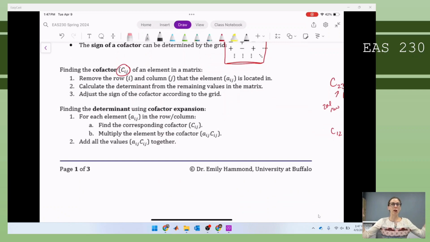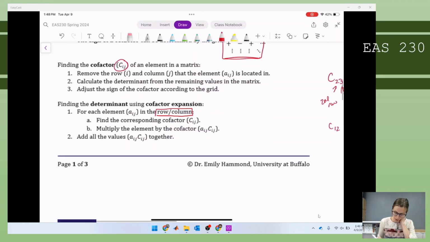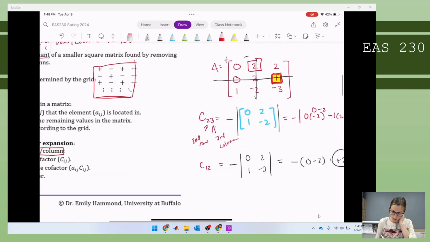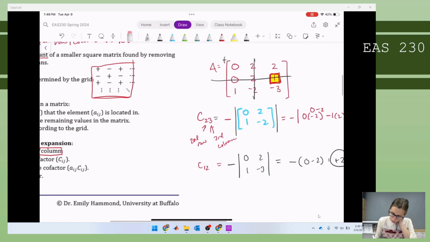So how can we use cofactors to find the determinant? We can use cofactor expansion. We pick a row or a column. It doesn't matter which row or which column. Find the corresponding cofactors for all the elements in the row or column. Then we multiply each element in the row or column by its corresponding cofactor and add them all up together. For example, if I want to find the determinant of this matrix over here, I can pick any row, pick any column.